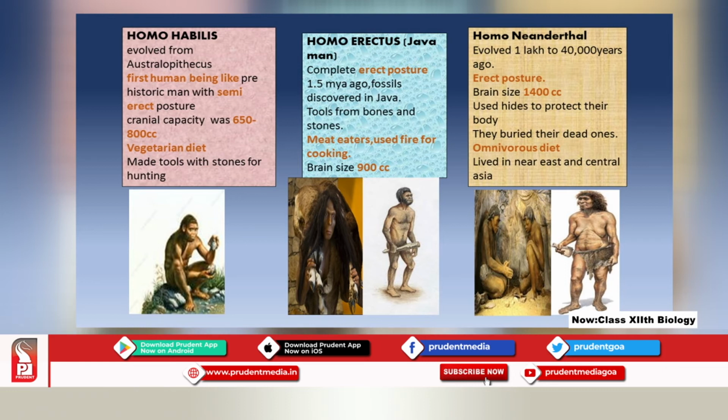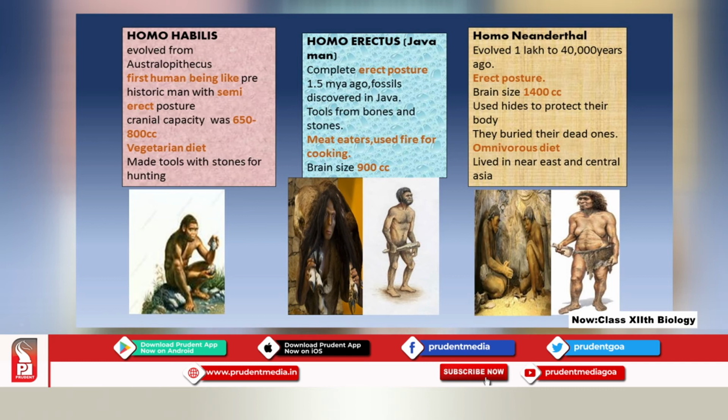Now let's come to Homo erectus, the next prehistoric man. Also called Java man because the fossil was found in Java, Indonesia. Complete erect posture, the name itself tells you. So that can be a difference between Homo erectus and Homo habilis. Look at this picture. It has a complete erect posture and they were meat eaters. So for the first time, this genus Homo erectus started eating meat, used fire for cooking and for lighting purposes, and brain size was much more than this. It was 900 cc. They made tools from bones and stones. So here it was only stones, now bones also were being used by this prehistoric man. And when was it? 1.5 million years ago.